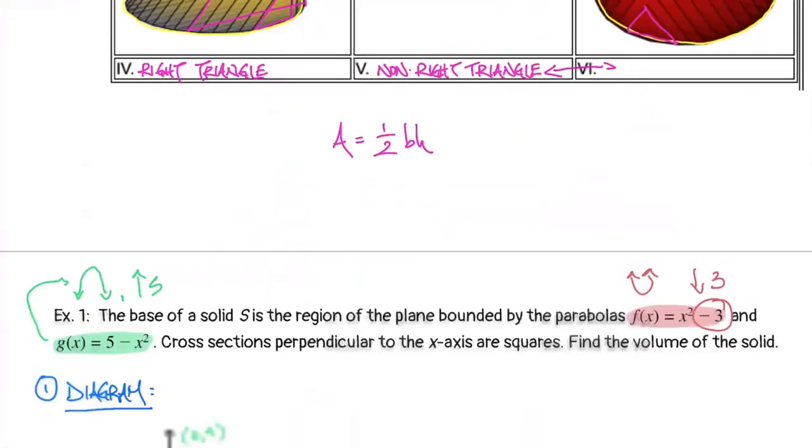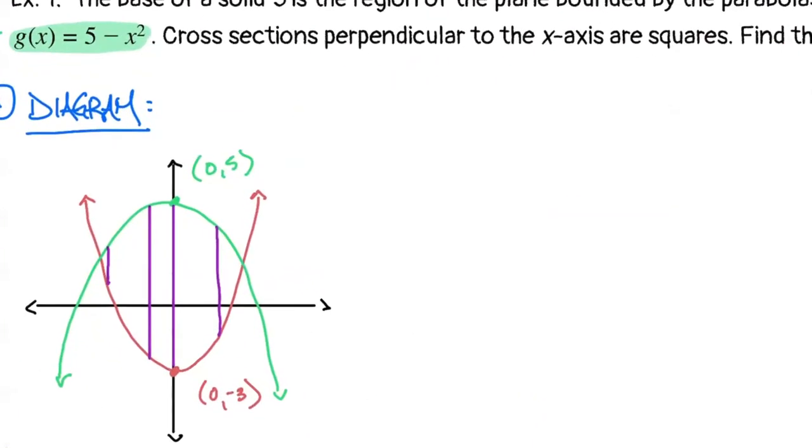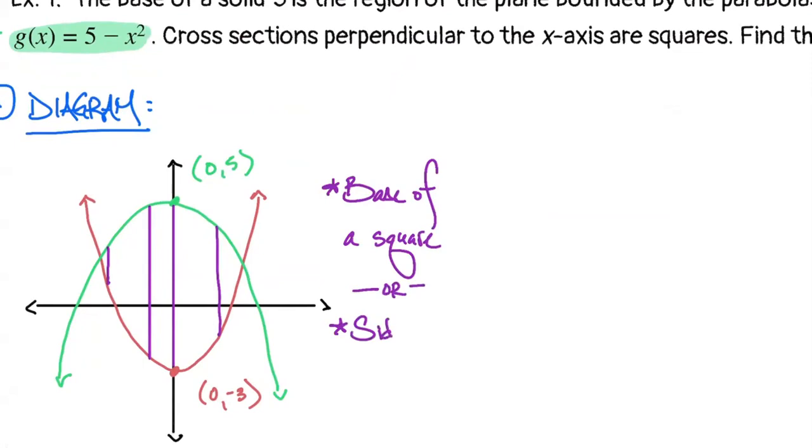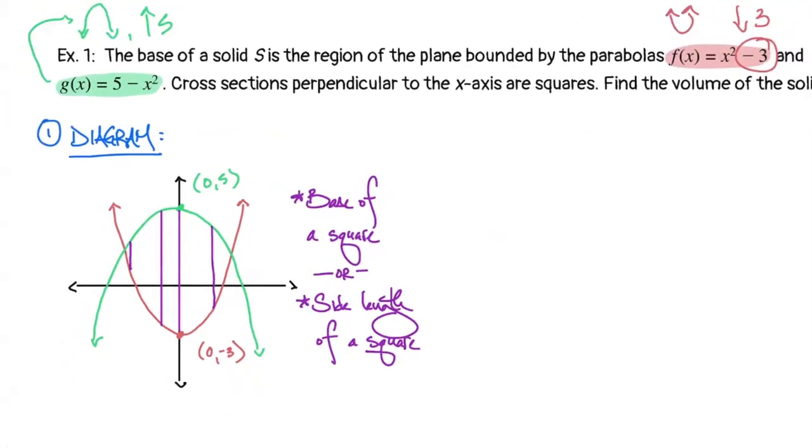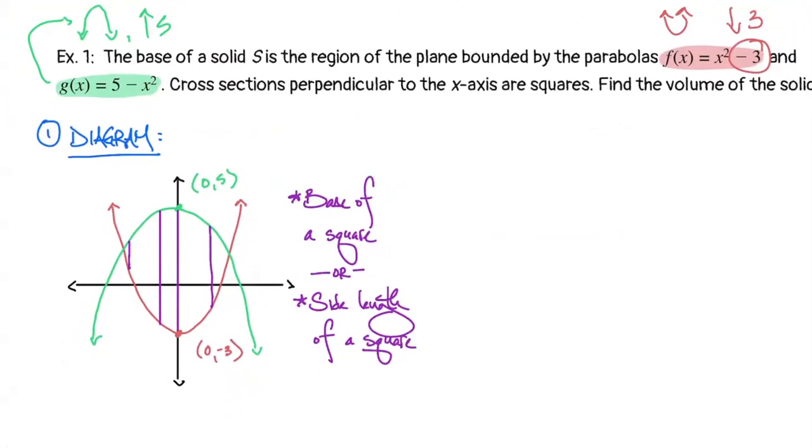So let's go back to our diagram, and we're going to write something here that these purple lines are the base of our squares. Okay. Now, since it's a square, we might also phrase this as the side length of a square. That would also be okay. We want to call it a base of a square. We want to call it the side length of a square. That would be perfectly fine. Okay.